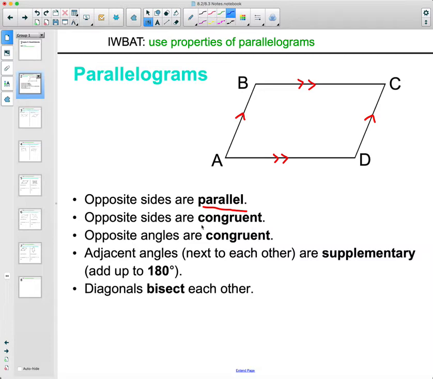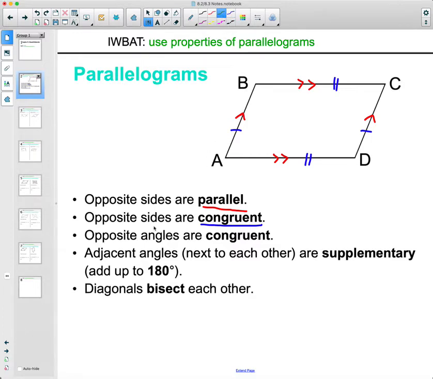Then we actually also know that the opposite sides are congruent as well. So this side is congruent to this side, meaning the same length, and this side is congruent to this side as well. So if this AB was 5, CD would be 5. If BC was 7.3, then AD would also be 7.3.